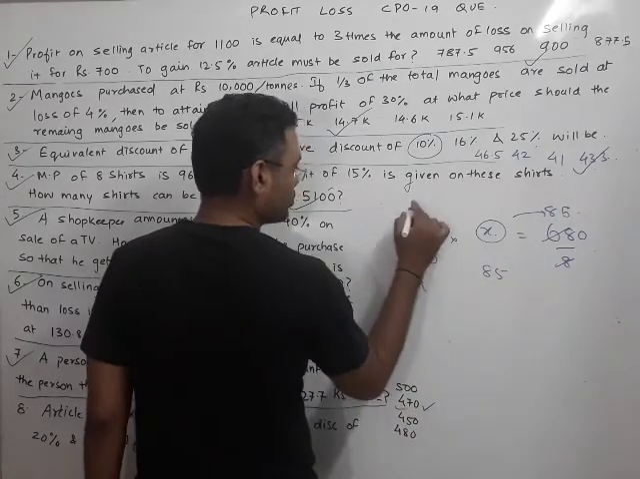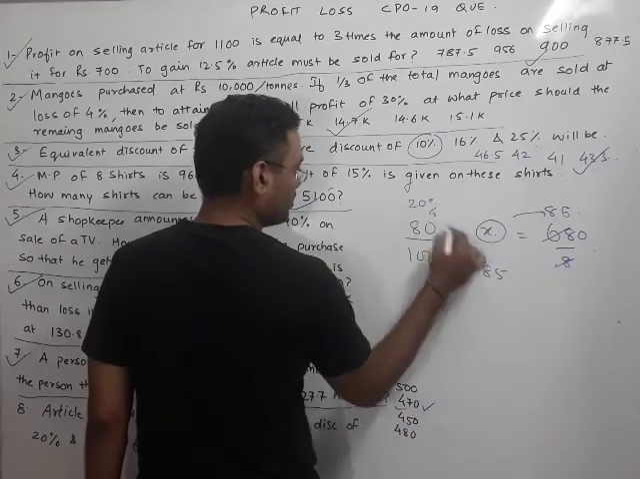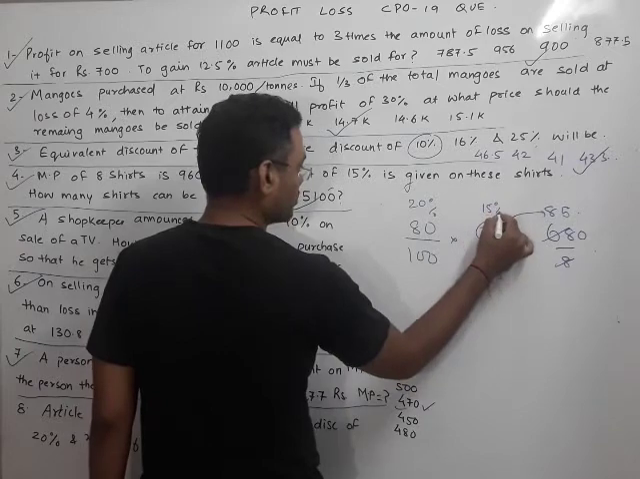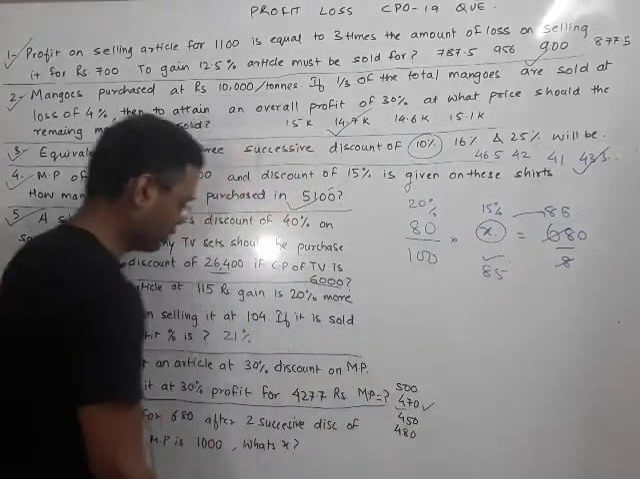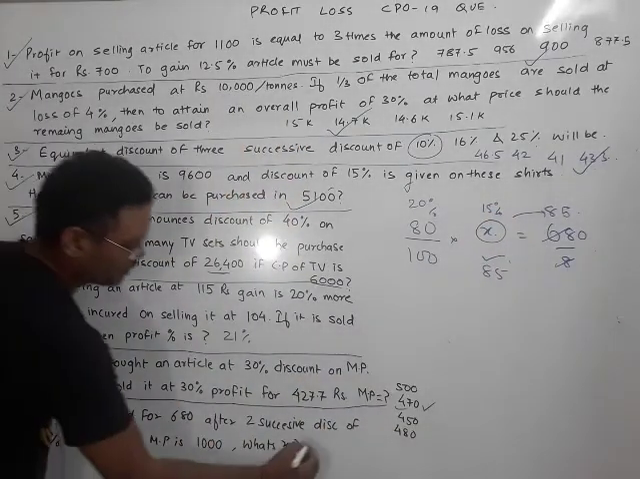So earlier it was 20% discount giving me 80. Now it is 15% discount giving me 85. So answer will be 15.